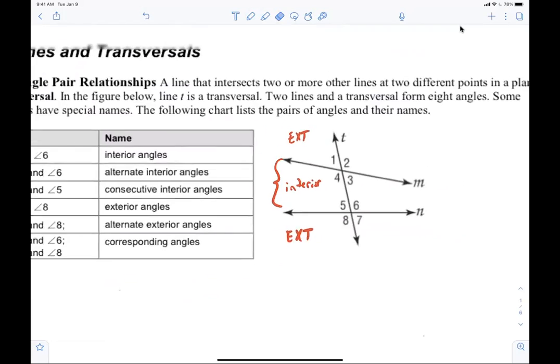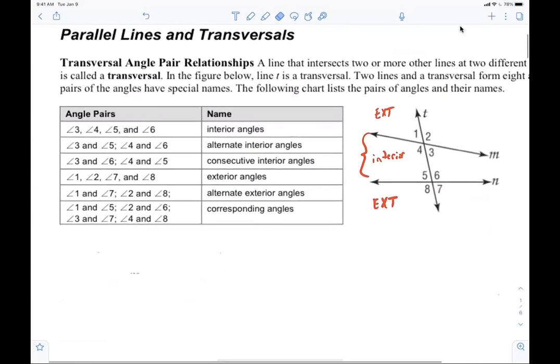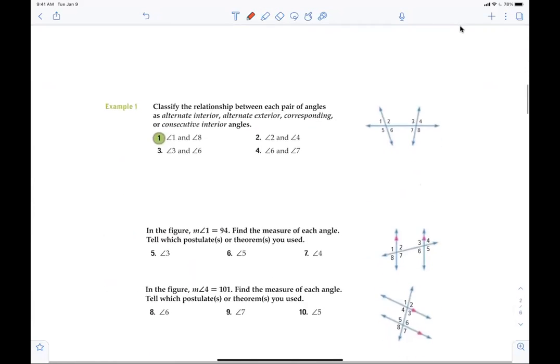All right. So again, we have alternate interior. We discussed interior, but never really will I ask you just specifically interior. We have alternate interior, consecutive interior. We're never really going to say exterior. We have alternate exterior and we have corresponding. And this is not the first time you've done it. So with that being said, here we go.